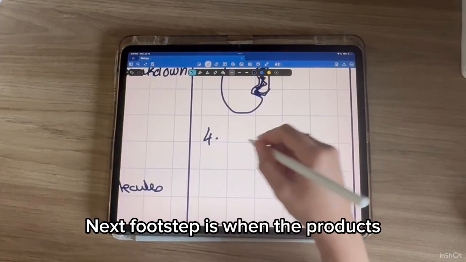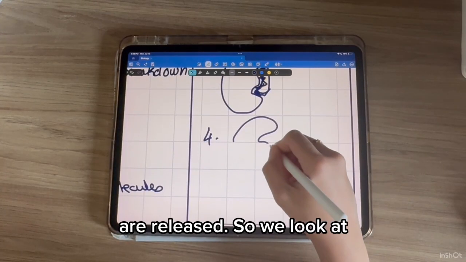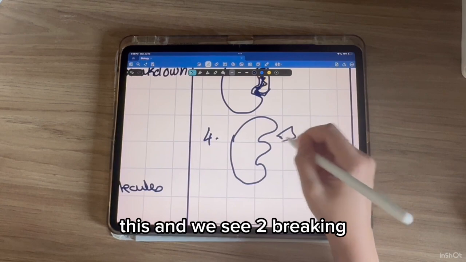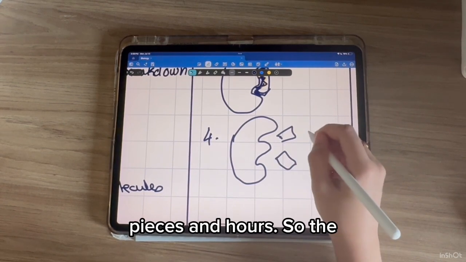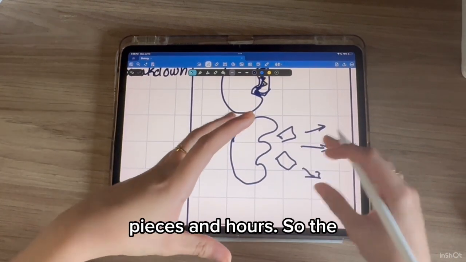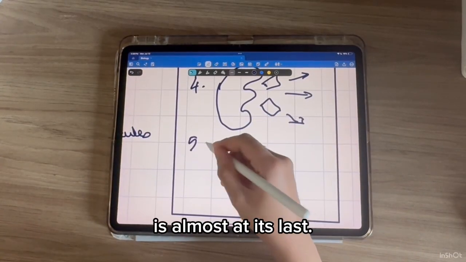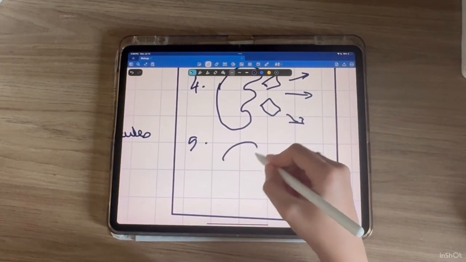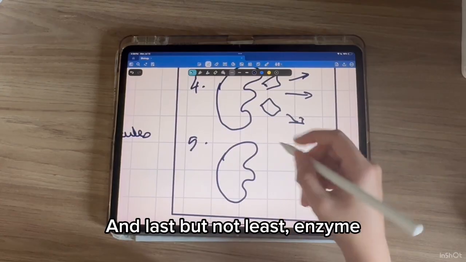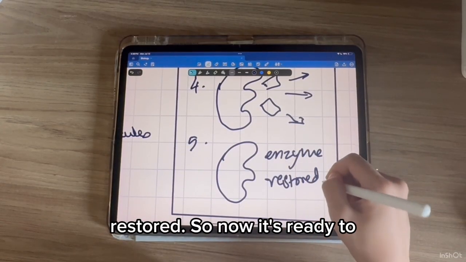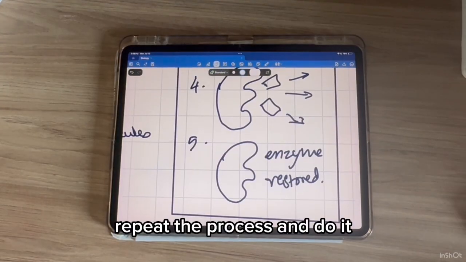Next, the fourth step is when the products are released. So we look at this and we see two pieces breaking and moving outwards. So the products are released now, and the process is almost at its last. And last but not least, enzyme restored. So now it's ready to repeat the process and do it once more.